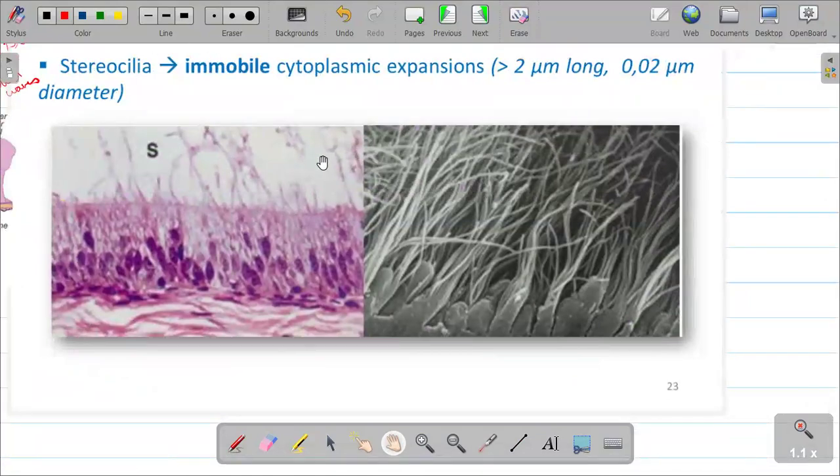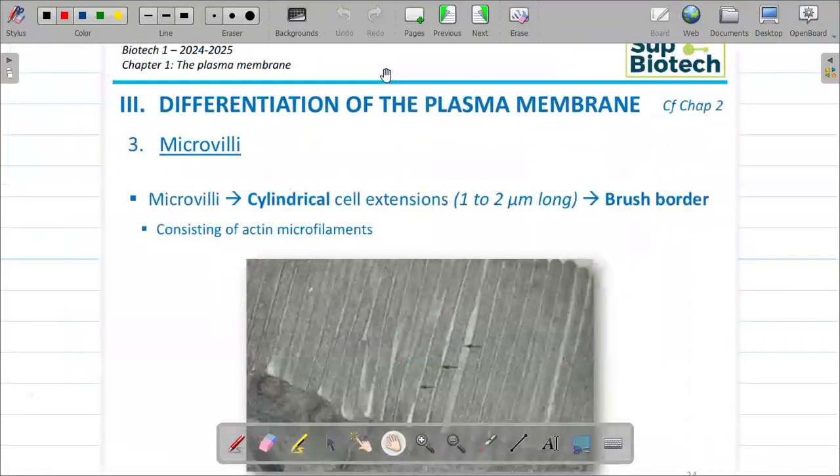In the ear it looks like this. It creates sound waves, and the waves are carried into the brain. That is the main role of stereocilia. It is a modification of your ear cells. Okay, understood?